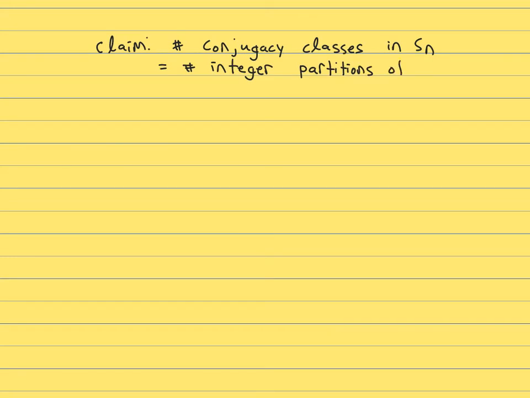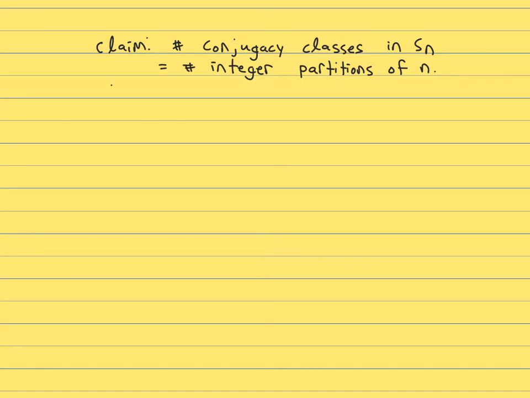So one of the claims is that the number of conjugacy classes in Sn is equal to the number of integer partitions. Note that we haven't proven that yet. All we've managed to show so far is that if two permutations are conjugate, then they have the same cycle type. So what does that manage to tell us?